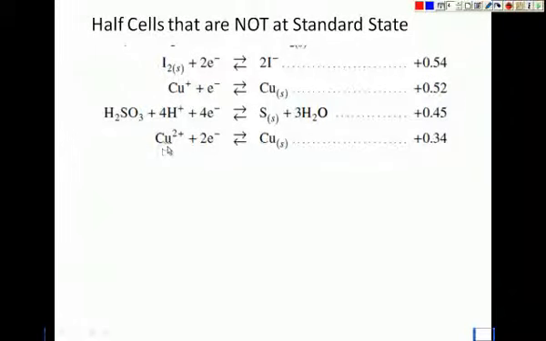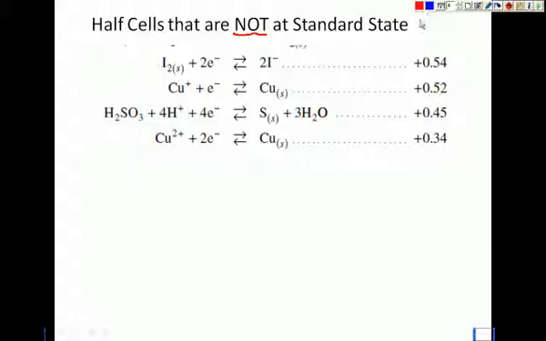Hey again, it's Mr. Lum, and we're going to do some more electrochemistry, and we're going to talk about half cells and what happens if they're not at standard state. Okay, so let's do a quick review on what is standard state.